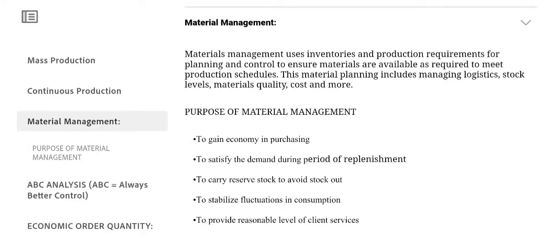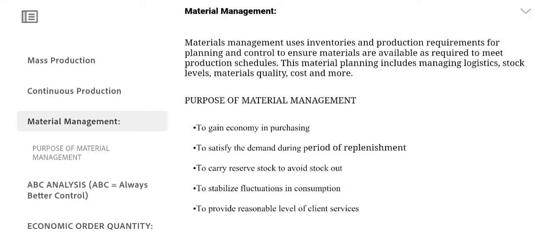Material management uses inventories and production requirements for planning and control to ensure materials are available as required to meet the production schedules. Means we can say that in material management all things should be planned perfectly to meet the production requirements. This material planning includes managing logistics, stock levels, material quality, after that their cost and many more things which come under material management.